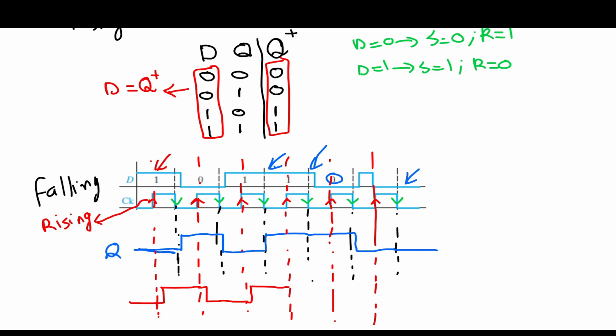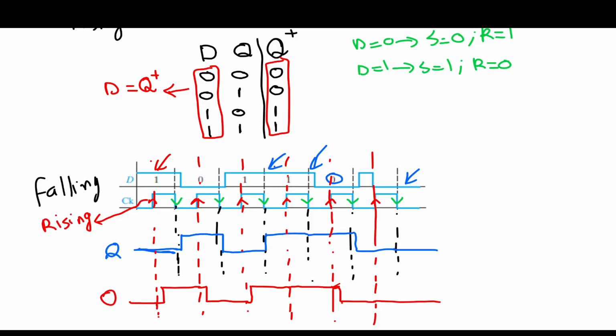At this location, D is still 1. So that means the next state will remain 1 until the next rising edge trigger. At this location, D is 0. So we will go to 0 until the next rising edge trigger. In this area, D goes to 0. So that means we will remain 0 until the next rising edge trigger.